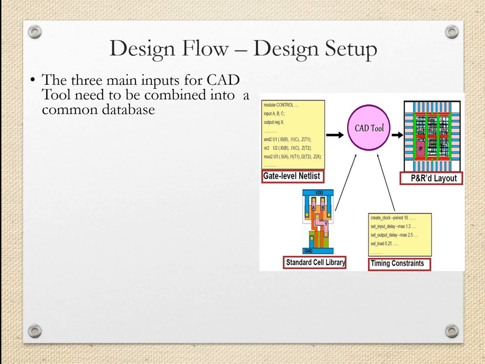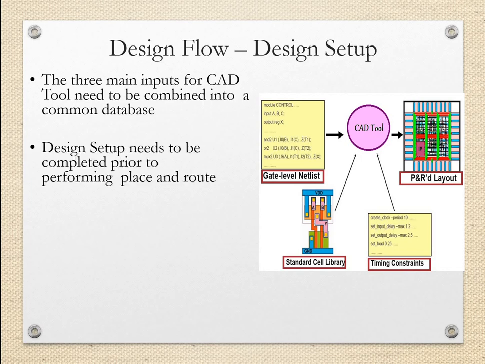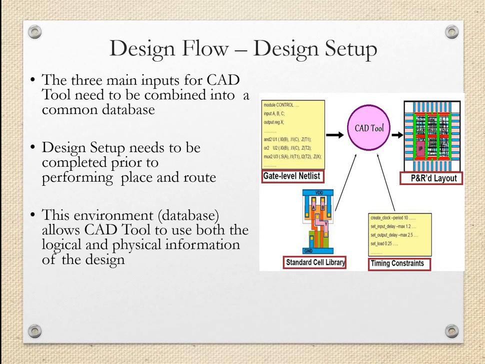So this CAD tool receives the inputs from the standard cell library, timing constraints, and the gate level netlist, and now it is ready with all the inputs to prepare for the next step of the design flow, that is place and route. So design setup needs to be completed prior to performing the place and route operation. This is the most important operation in chip design. So before that, the CAD tool should be provided with all these inputs.